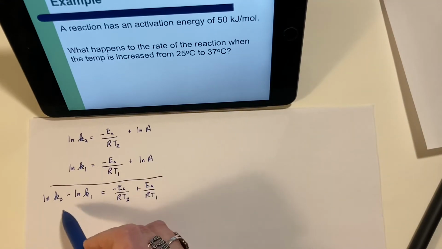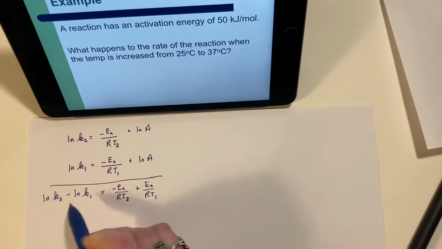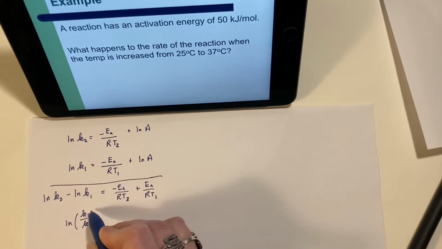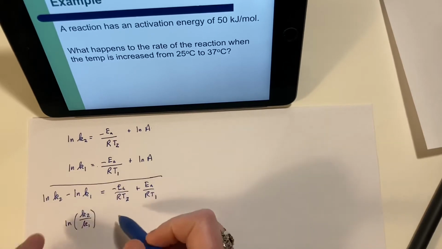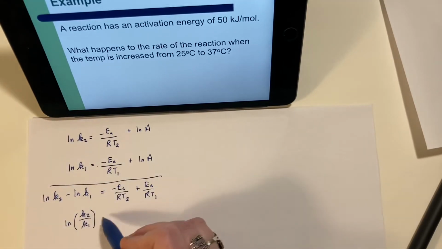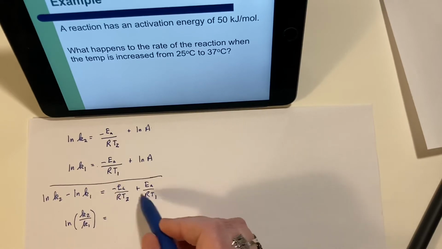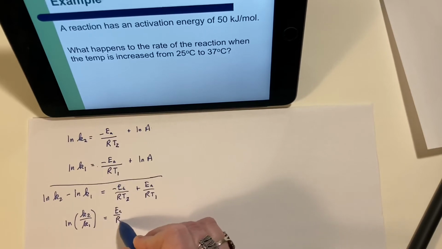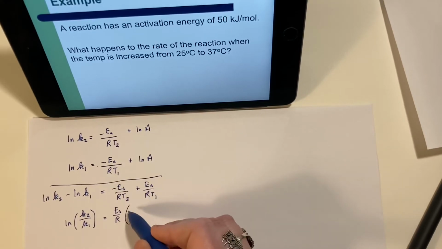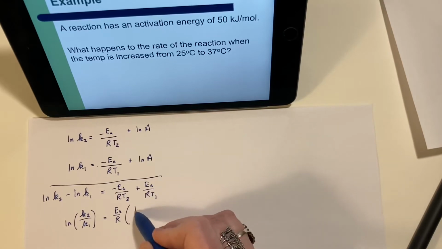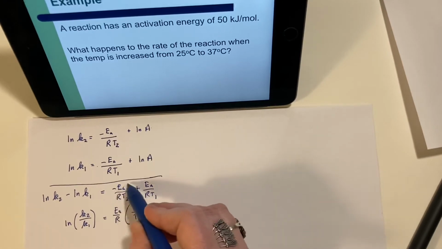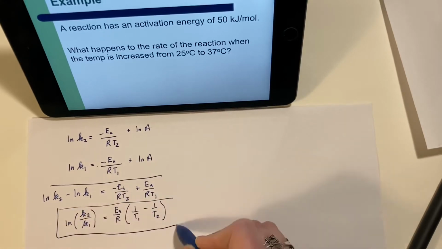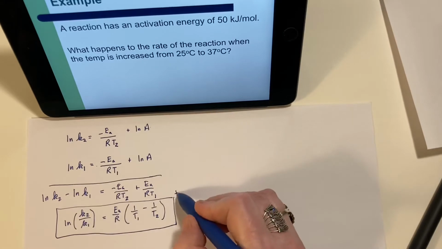So let's clean up this equation just a little bit. I got a difference of two natural logs. That's the same thing as the natural log of K2 over K1. We know that log relationship. You can look that up on the handout. And then on this side, I'll clean it up by factoring out E sub A over R because it's common to both terms. And then I've got a 1 over T1 minus 1 over T2. So this is called the two-point form of the Arrhenius equation.